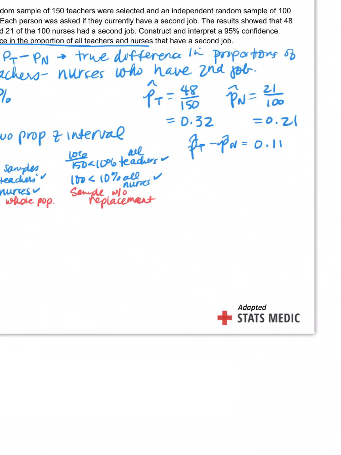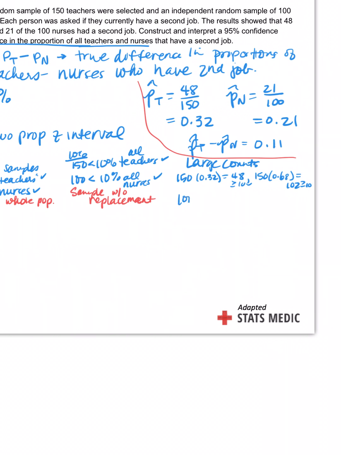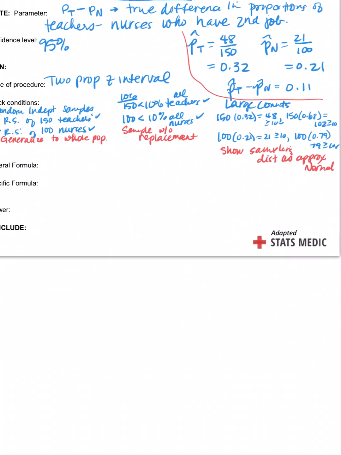Okay, now we switch this over. Now we're going to check our large counts test for normality, right? And yes, we have to check both samples. So let's just crunch the numbers. 150 times 0.32 is 48. 150 times 0.68 is 102. That's greater than or equal to 10, we're good there. Then with the nurses, 100 times 0.21 is 21. 100 times 0.79 is 79, and that's greater than 10. So we have shown it. And why do we do this? To show the sampling distribution as approximately normal. All right, there's our conditions.